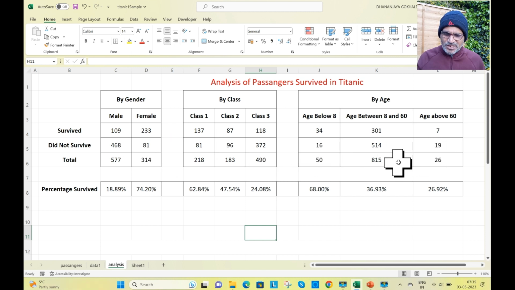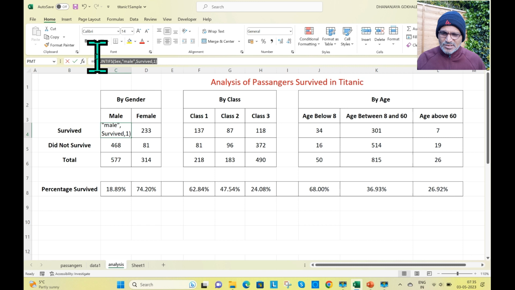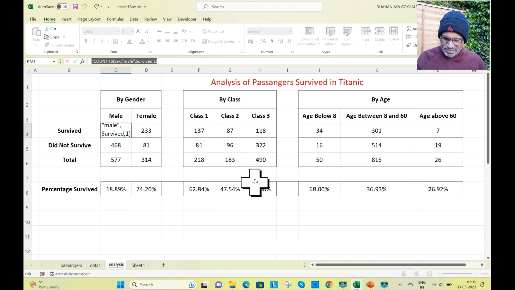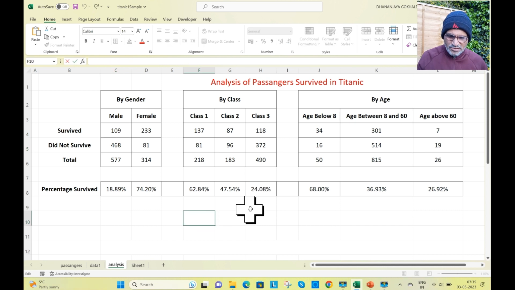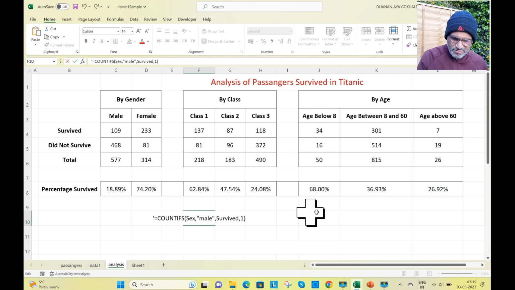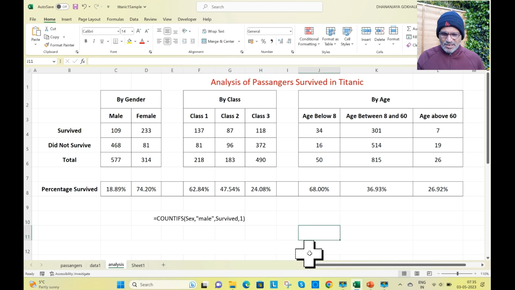So this is the analysis which has been already done. Okay. We are going to see how it has been done, right? It's very easy. It has been done by using, as we can go and see here, a formula COUNTIFS. Okay, so this is the formula which is used. Let me just copy it and paste it here. Okay, so the formula is COUNTIFS. And what is this? It is written sex, comma, male, comma, survived, comma, 1.